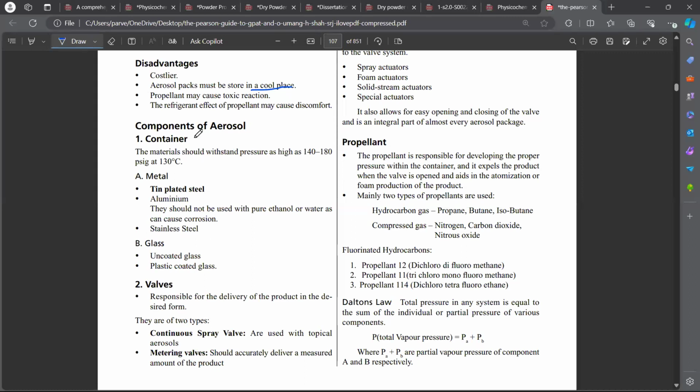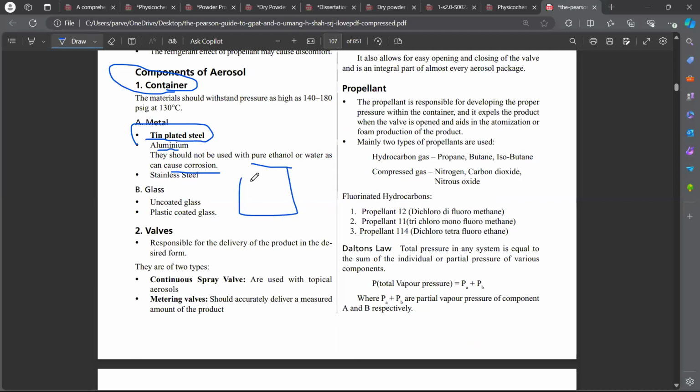Mainly, while coming to the components of the aerosol, the container is the most important component of an aerosol system. Generally, it can be made up of metal or glass. The most widely used material is metal, mainly tin plated steel. The other material is aluminium. These kinds of materials should not be used with pure ethanol or water as it may cause erosion. That's why the aluminum or tin plated steel should be coated with a sufficient material so that it prevents erosion of the container in which the drug formulation is stored.